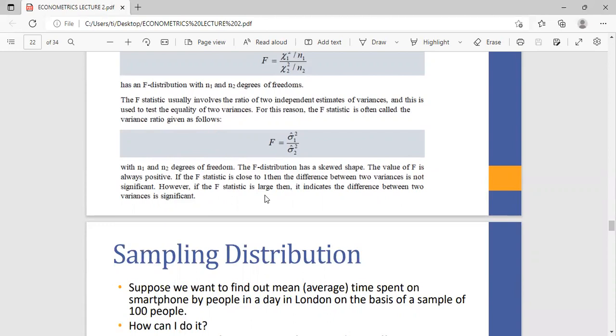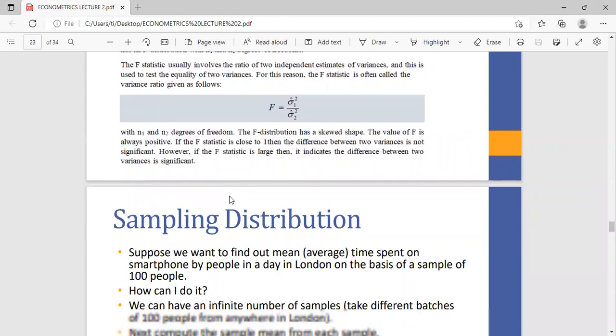Please remember that the F distribution is skewed. The value of F is always positive. If the F statistic is close to 1, then the difference between two variances is not significant. However, if the F statistic is large, then it indicates the difference between two variances is significant.